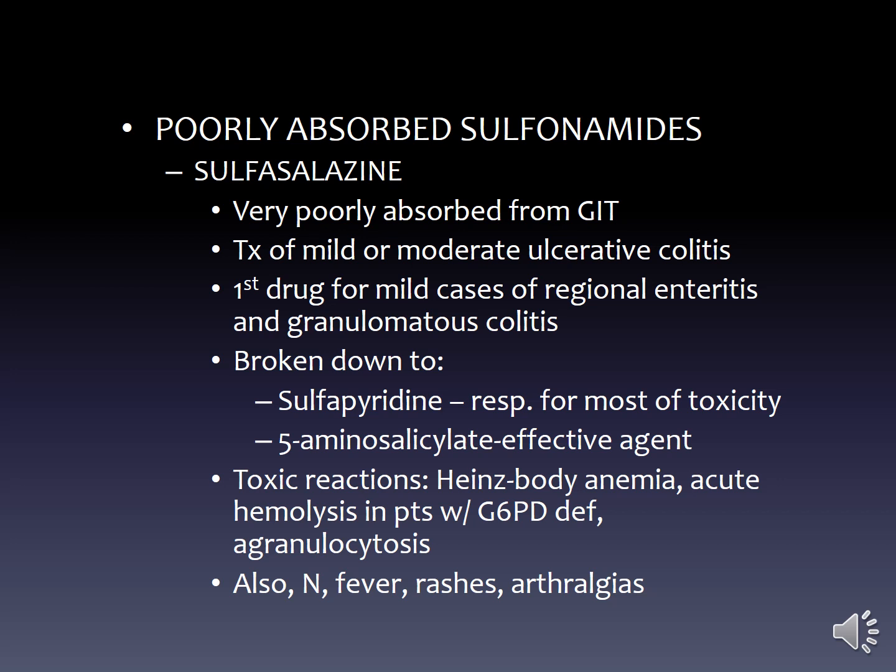So the effective agent here is your 5-aminosalicylate, and the agent which is responsible for most of the toxicity is your sulfapyridine. So what are the toxic reactions? It can produce Heinz body anemia and acute hemolysis in patients with glucose-6-phosphate dehydrogenase deficiency. Also agranulocytosis. Other side effects are all mild.